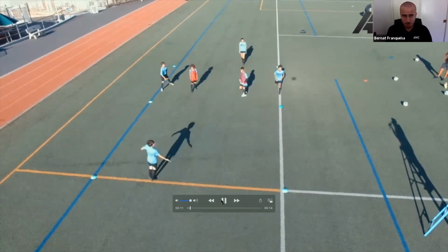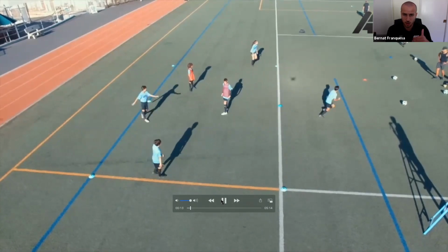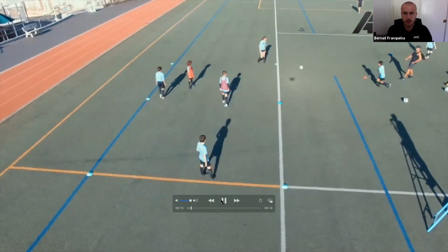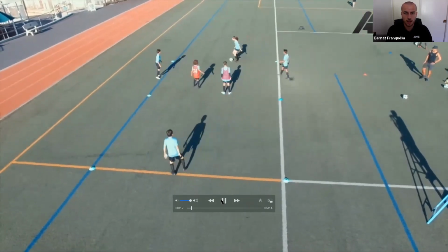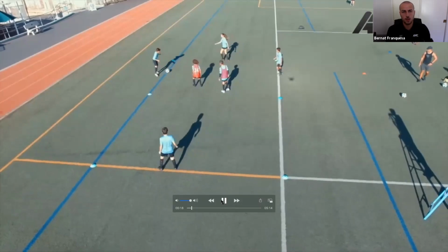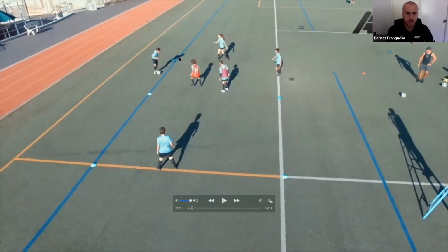But at the same time, you will see that we are constantly telling the players back foot, body profile. This player now, for example, the one that is receiving the ball, is facing the whole field. As a consequence, he's able to control the ball with the back foot. And I think it's really important.